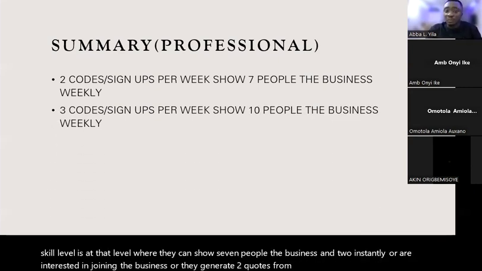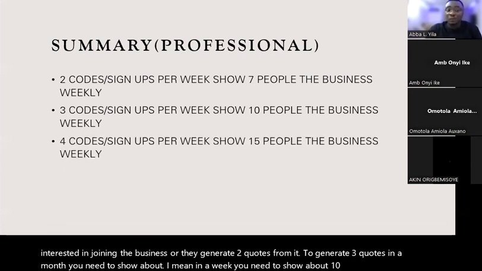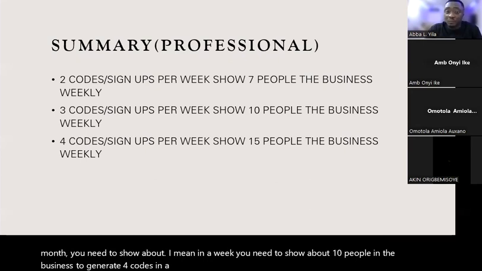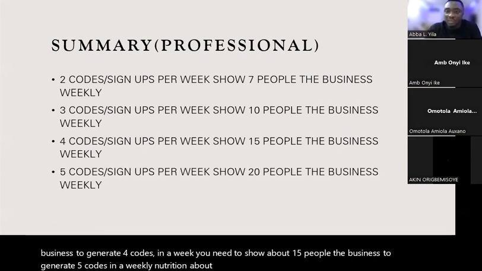To generate 3 codes in a week, you need to show about 10 people the business. To generate 4 codes in a week, you need to show about 15 people the business. To generate 5 codes in a week, you need to show about 20 people the business, all right?